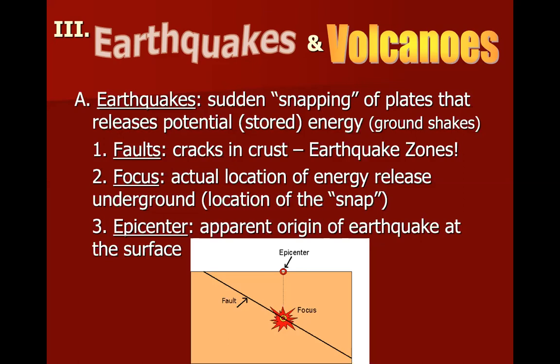And the actual snapping of that rock happens at a place along a fault, which we call the focus. And you can see that in the little picture down below. If you trace from wherever that snap happens on that focus point up to the surface on the ground where we live, then that is called the epicenter.